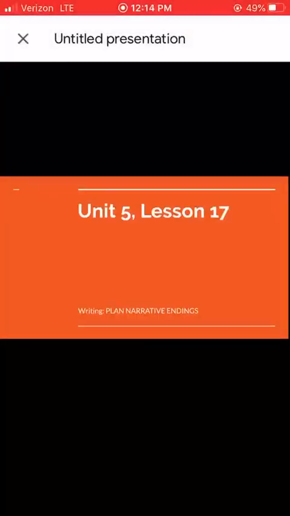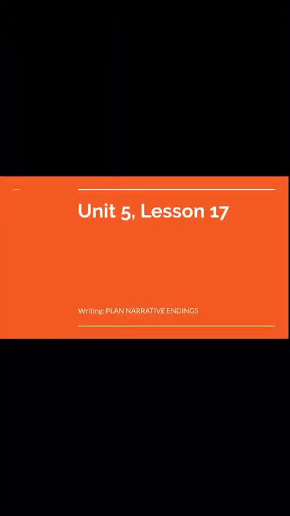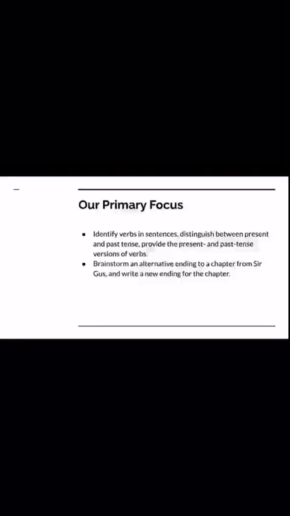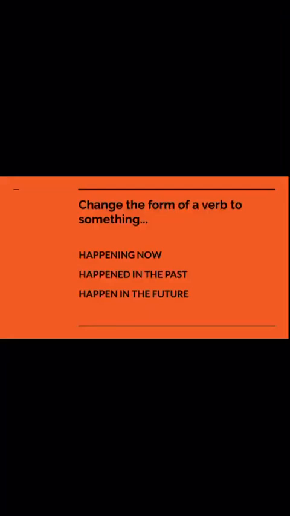And in this lesson, we will be planning narrative endings for one of the chapters in Sir Gus. Let's look at our primary focus slide. By the end of this lesson, you will be identifying verbs in sentences, distinguishing between present and past tense verbs, and you will provide the present and past tense versions of verbs. Okay, I know that sounds like a lot, but you'll be able to do it. You will also be brainstorming a different ending to a chapter from Sir Gus, and you will write a new ending for the chapter. Okay, so let's go ahead and get started.